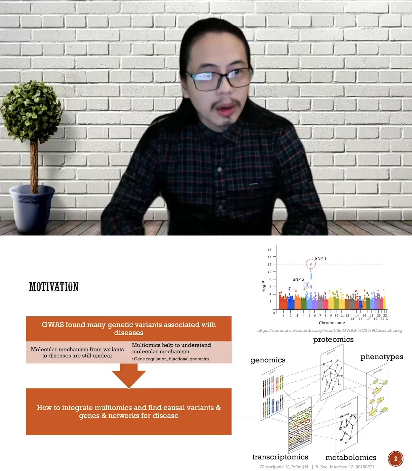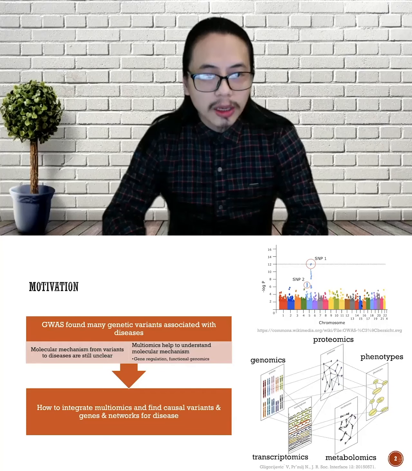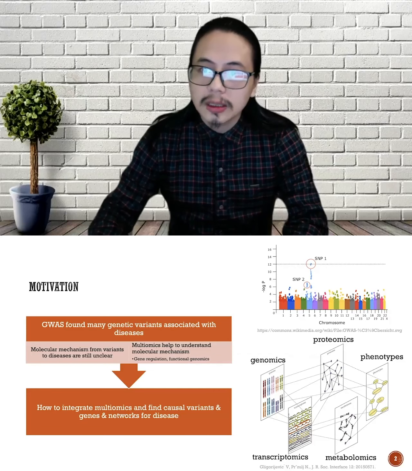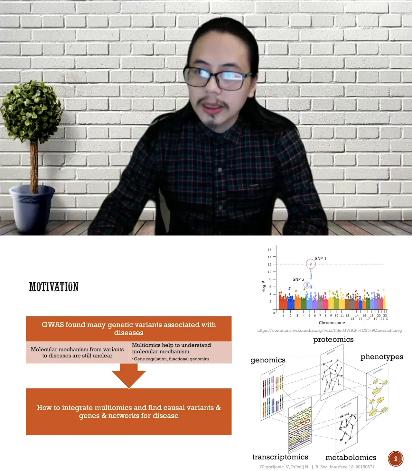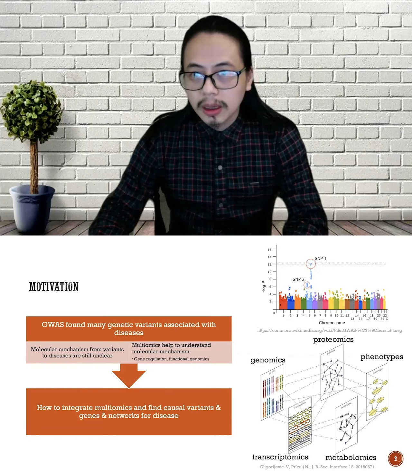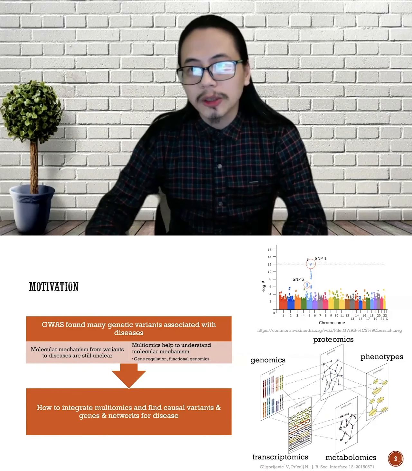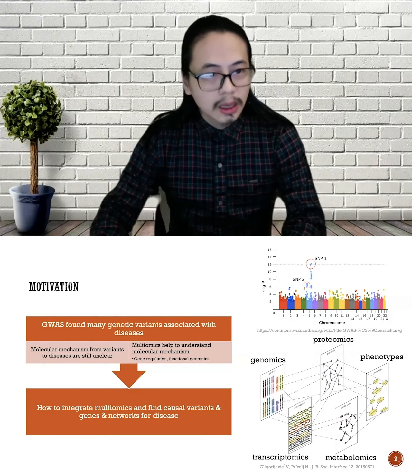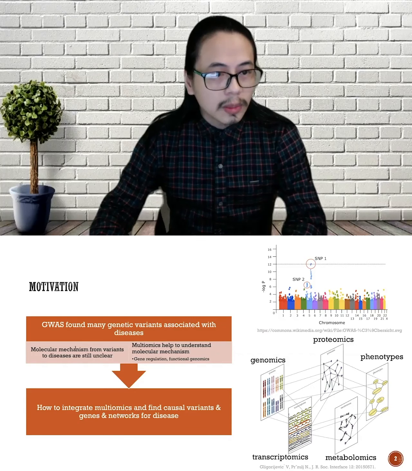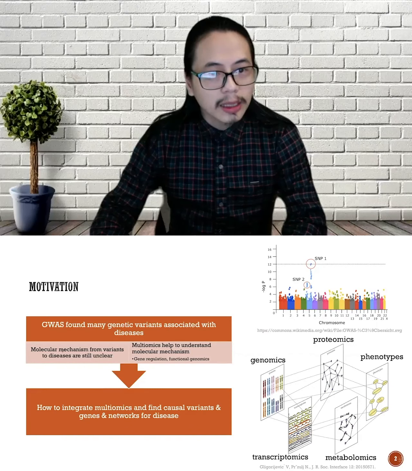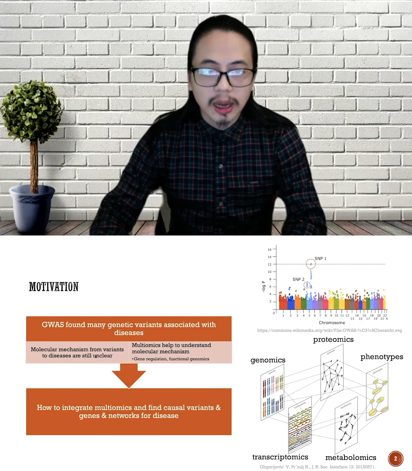As you may know, genome-wide association studies found many genetic variants associated with diseases. As you can see in this Manhattan plot, among various coordinates in this chromosome, SNP2 and SNP1 have a significant association with a disease. However, the detailed molecular mechanism from these associations is still unclear.